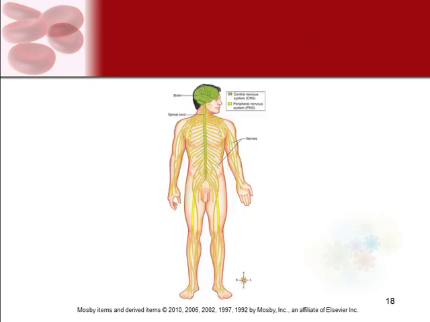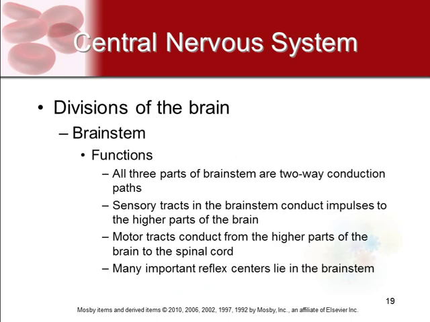Your brainstem's main function is really to be a two-way conduction system, because all the senses have to pass through there. Everything that your body's taking in as sensory information has to go through there, and everything it's sending out as motor impulses has to go through there.